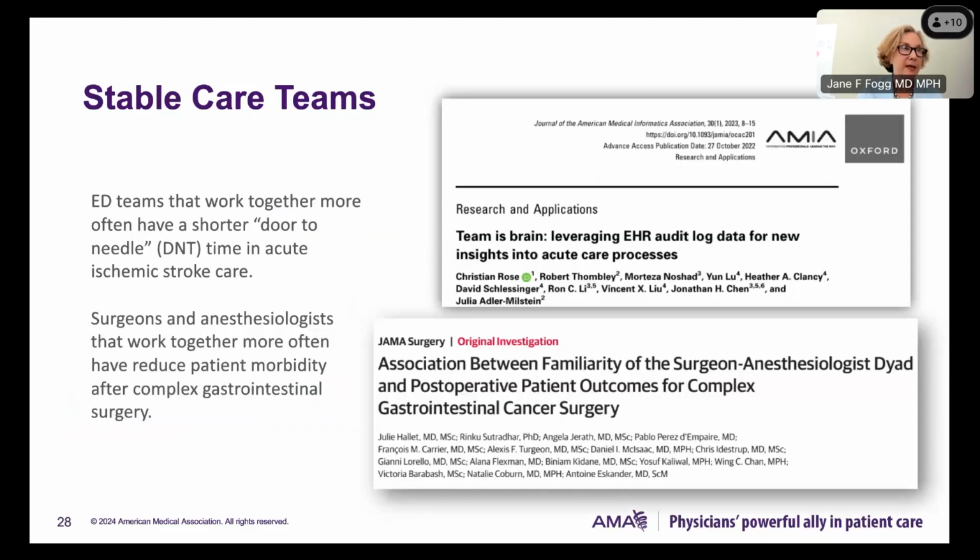Two studies from that, on stable care teams, one just looking at the emergency room. If you present with symptoms of an ischemic stroke, you need to get treatment immediately. And teams that worked together longer, that had familiarity, had a shorter, quote, door to needle time, the shortest time for you to get the treatment you need. Surgeons and anesthesiologists that work together more often have reduced patient morbidity after complex gastrointestinal surgery. Just knowing each other led to better outcomes.